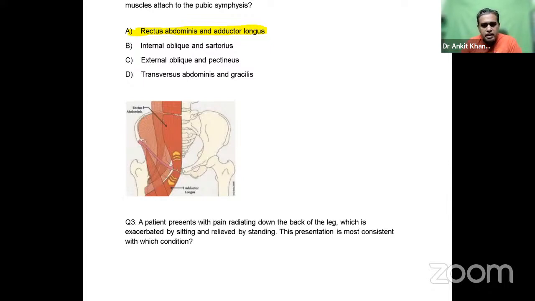A patient presents with pain radiating down the back of the leg, which is exacerbated by sitting and relieved by standing.